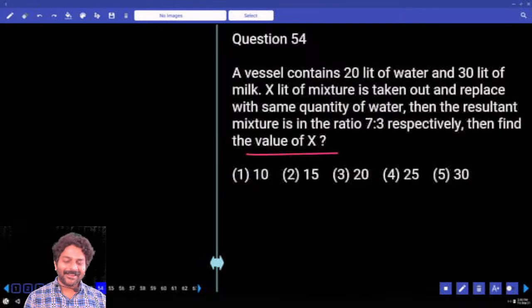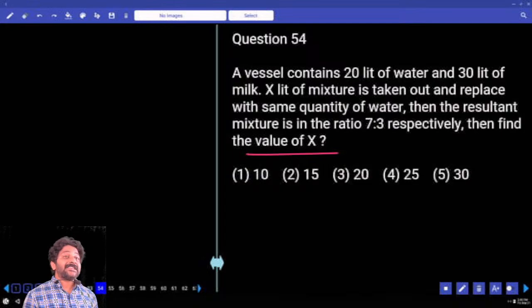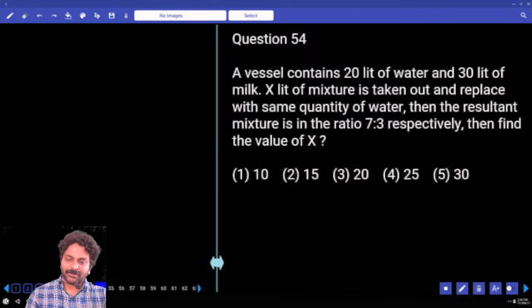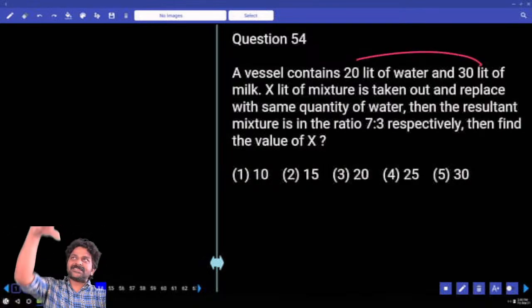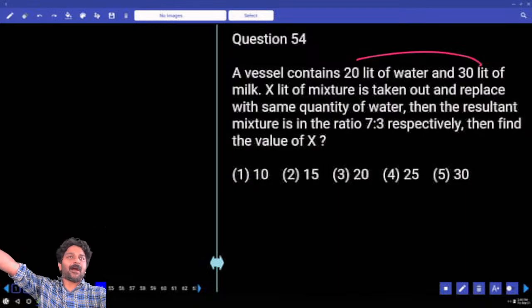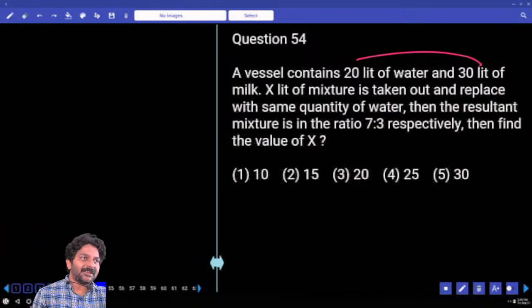Right. No, come here. So now for our question, concentrate here. For our question, is X mentioned in terms of liters or percentage? Liters. Sometimes they may consider it in terms of percentage also. We'll answer both. So in total how much is the quantity that we have? Some quantity is taken out and replaced with the same quantity of water. So even in the final container we have 50 liters only.